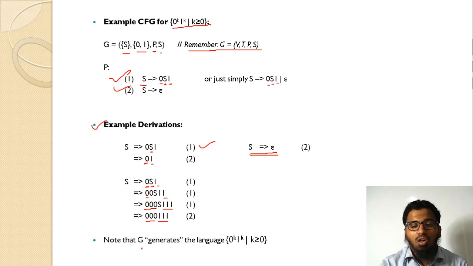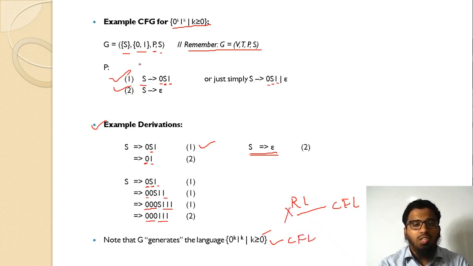So here G generates the language 0 power k, 1 power k with k greater than or equal to 0. As I told you, with the help of the pumping lemma, this is not a regular language, but this is a context-free language.